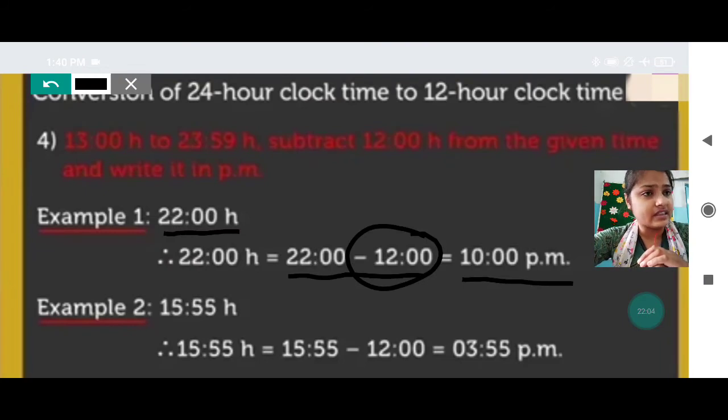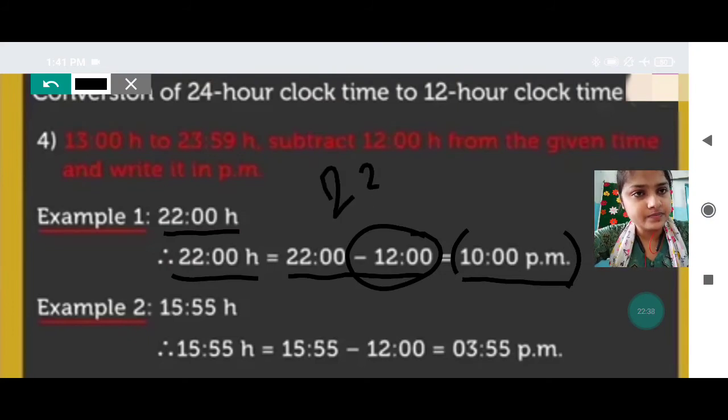You can write PM with that, and then write the timing as 10 PM. How did we get this? If 22 hours was given, I just subtracted 12 from that and added PM, because any timing after 12 in 24-hour clock is in PM only. We know this for 12, 13, 14, 15 and so on, up to 23.